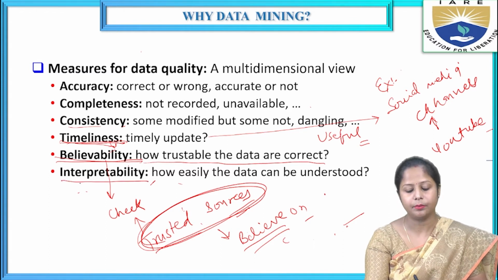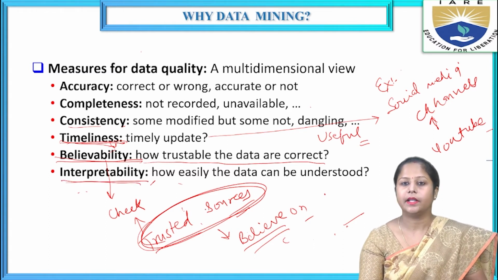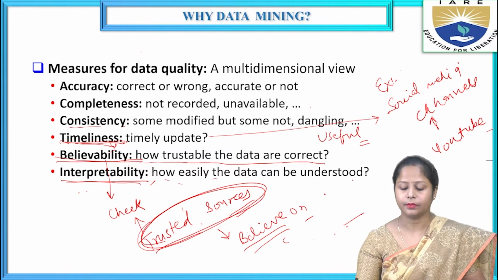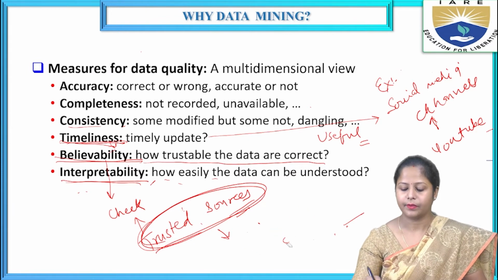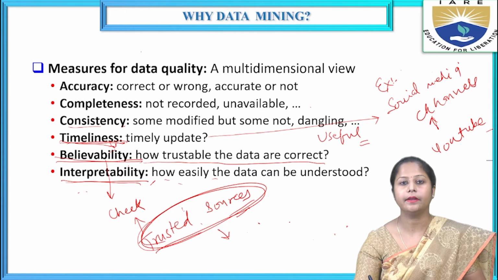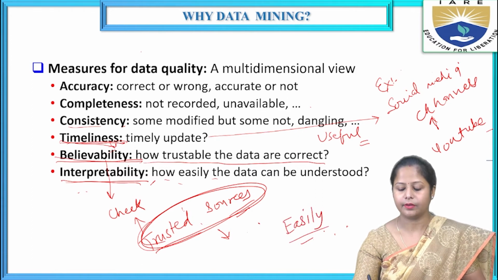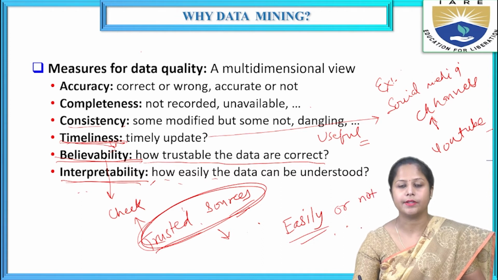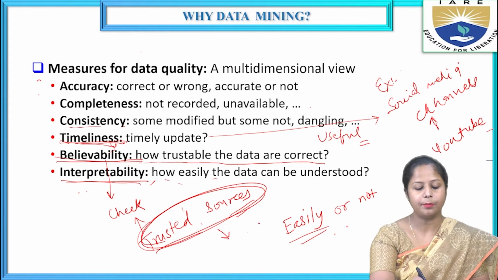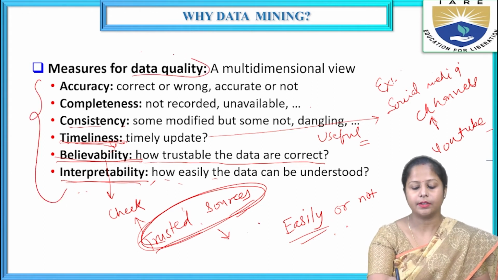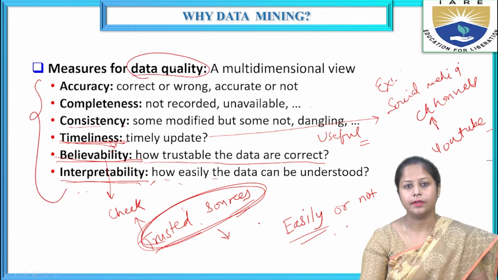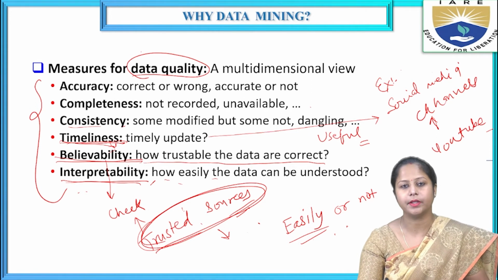Next measure is interpretability: how easily the data can be understood. We will check in this process whether the data we have taken is something we can understand easily or not. Is that data easy or not to understand? So these were some measures to check data quality for data mining before data pre-processing.